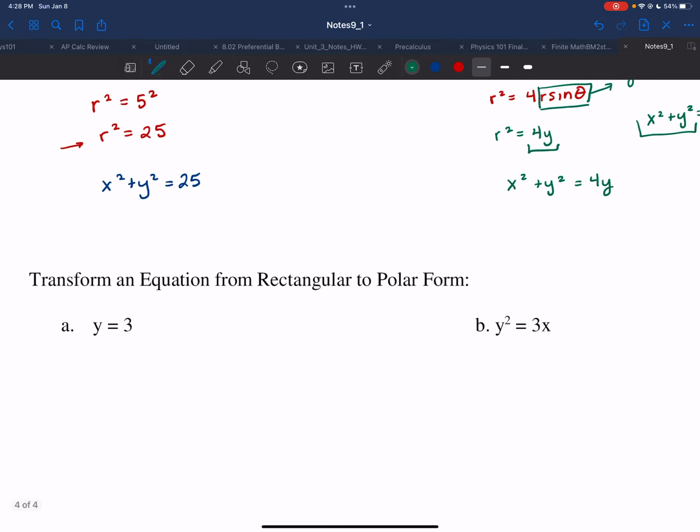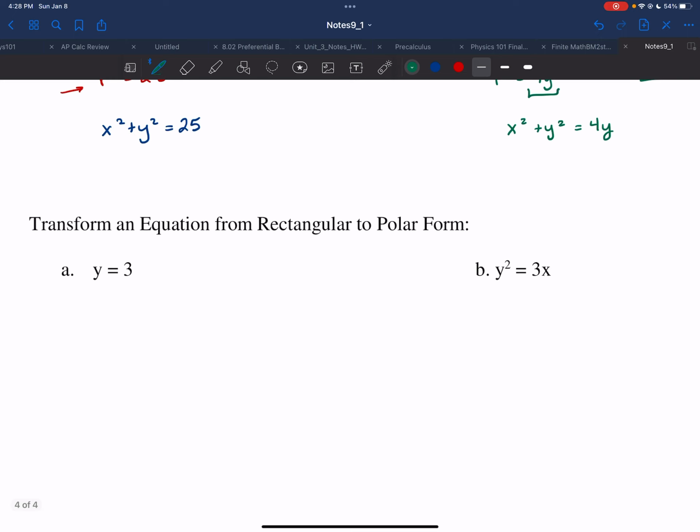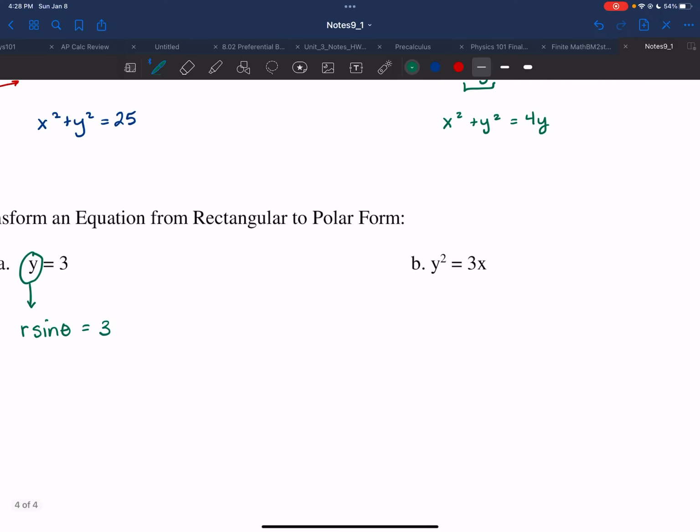All right, transform an equation from rectangular to polar form. Okay, so remember how we said that y is a substitution for something? That would be r sine theta. And then, of course, we just bring down the 3. So boom, there you go. It's not real hard at all.